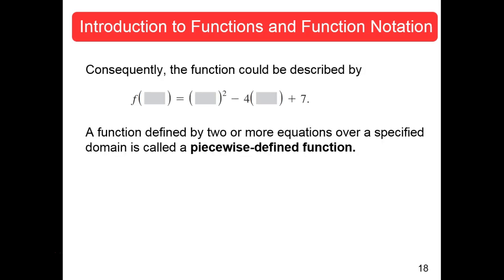So here you could just leave a blank. F of blank is equal to blank squared minus 4 blank plus 7, okay? That works too, okay? A function, so basically whatever you want to put in the blank, you can put it in every place and it comes out. That includes numbers when you're evaluating a function just like we did before.